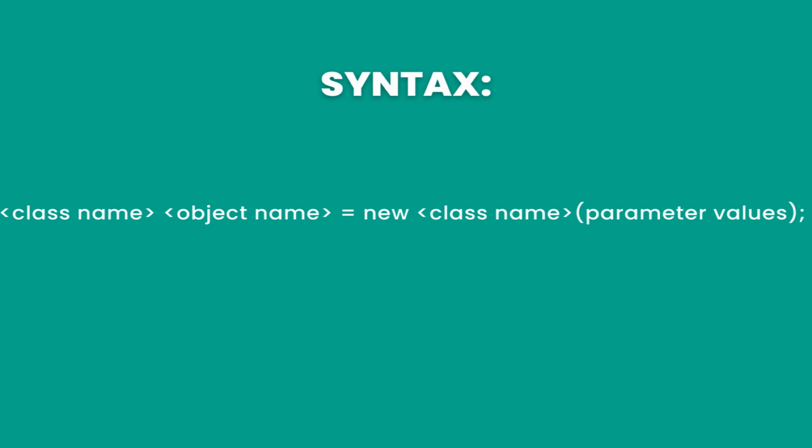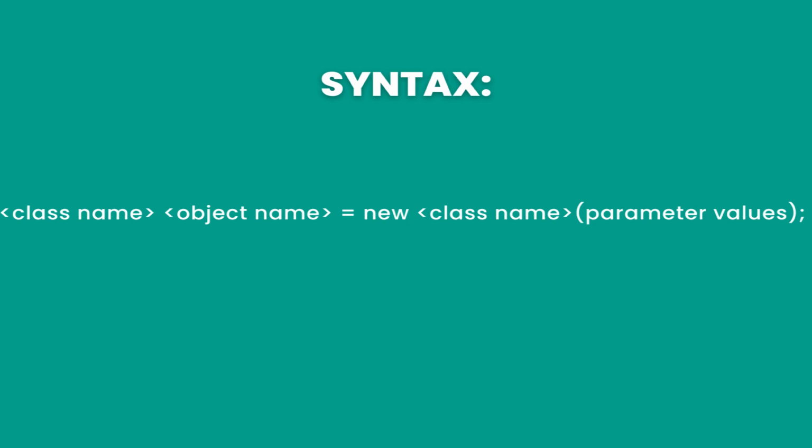You will write the name of the class from which you want to create the object. Then you will write the name that you want to give the object. Object names are just like variable names. They can be anything you want, but each object has to have a different name. Then, you will write equal to, and then write new. The new word indicates that you are creating a new object.